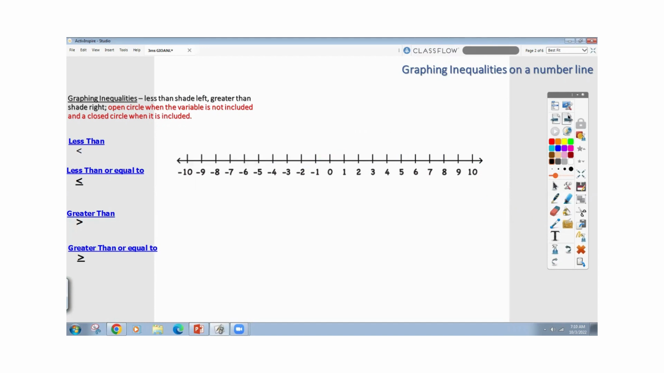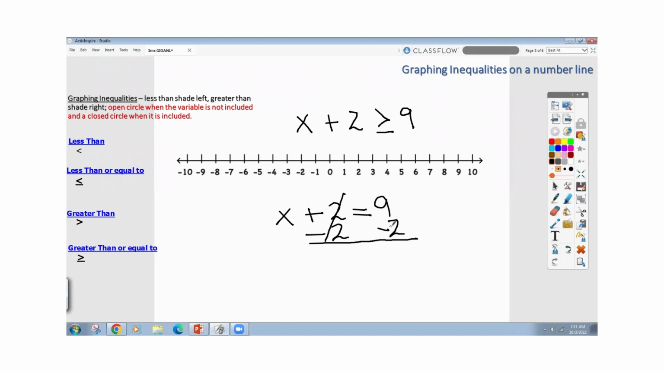So I'm going to give you another problem here. This problem is going to say x plus 2 is greater than or equal to 9. If I look at this, the difference between an equation and an inequality is an equation only has one correct answer. If this said x plus 2 equals 9, I would subtract 2 from both sides. This would cancel out, and 9 minus 2 is equal to 7. 7 would be the only correct answer, and I would be done there.